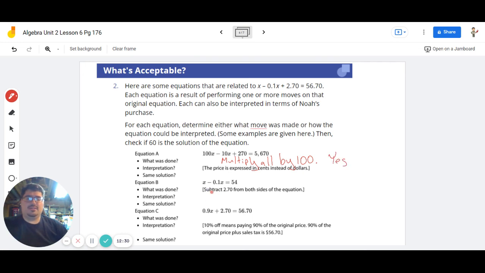What was done? Well, we see a subtracting of $2.70. Subtract 270. So that's taking away the tax. And yes, that would be true. 0.9x plus 270 equals 5670. Yes, as well.